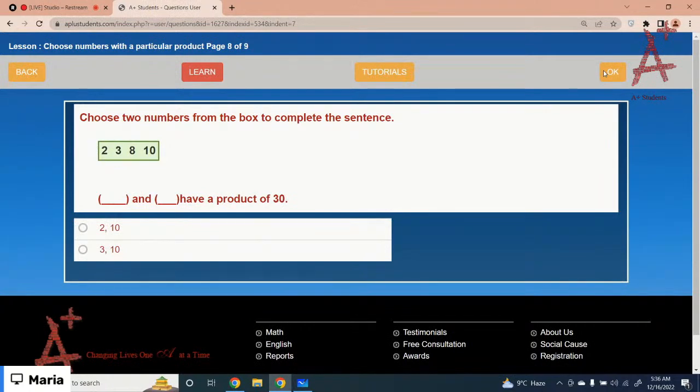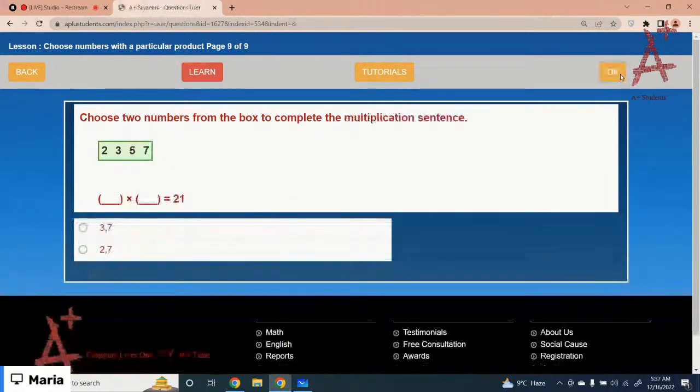Choose two numbers from the box to complete the sentence. Dash and dash have a product of 30. Which two numbers when multiplied make 30? 3 times 10 is 30. Got it? So select the correct option, then click on the OK button.